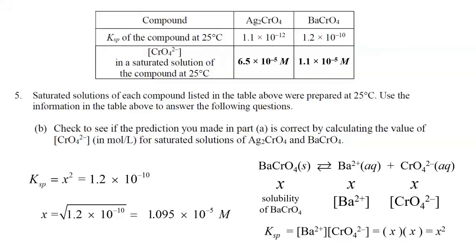So now that we have done the math on our calculator for these two different compounds in which there are different mole ratios for the cations and the anions, we discover, perhaps a little bit to our surprise, that it was the silver chromate that actually had the smaller value of Ksp that contained the larger concentration of chromate.